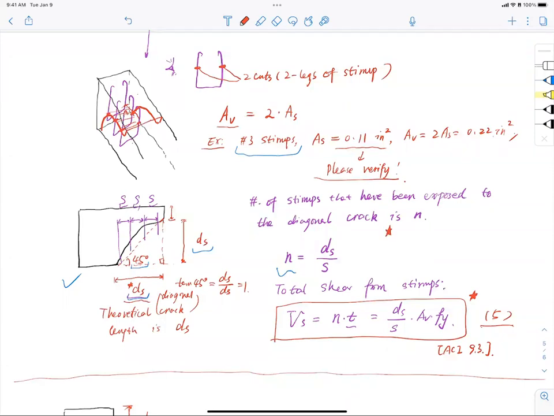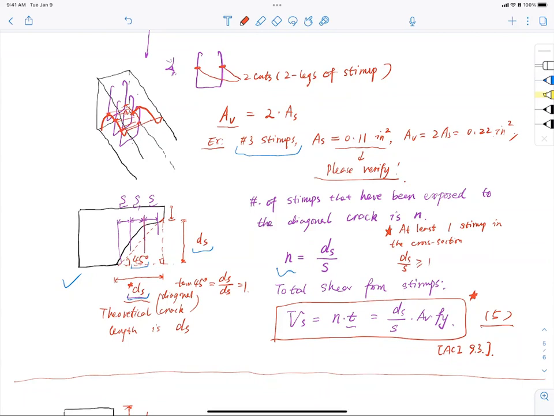Knowing this, I know that I need to have so many stirrups across the section, right? And ACI says that you need at least one stirrup in the cross section. This is very important. That means that your spacing requirement for the stirrups, s, right? So ds over s has to be greater than 1, right? So that means that you need actually one stirrup, okay?